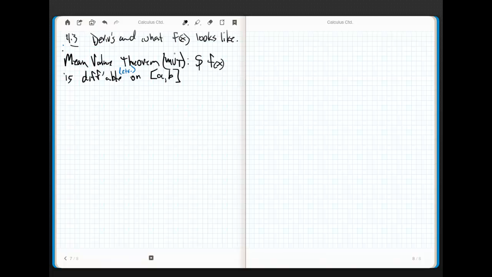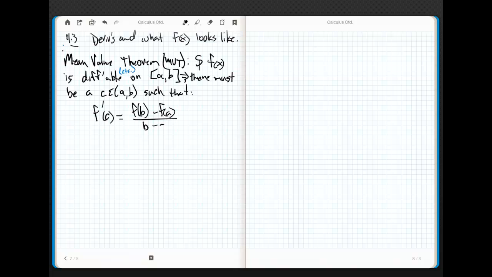But we need a little bit more moxie here. So we've got this continuously differentiable function on a closed interval from a to b. All right, then there must be, let's put a little implies arrow here, there must be a c in the open interval from a to b such that f prime of c equals f of b minus f of a over b minus a.